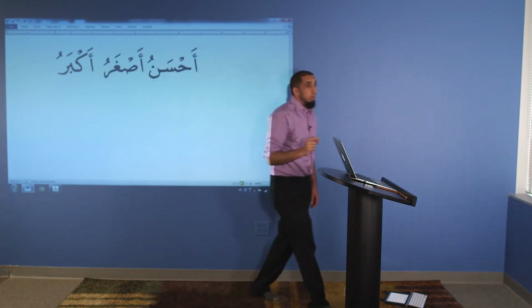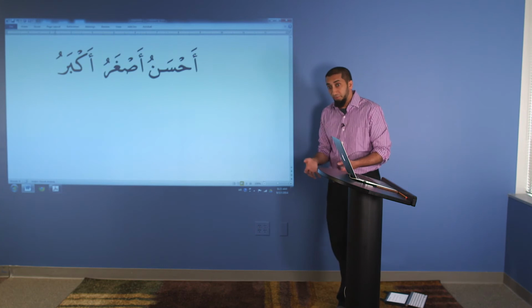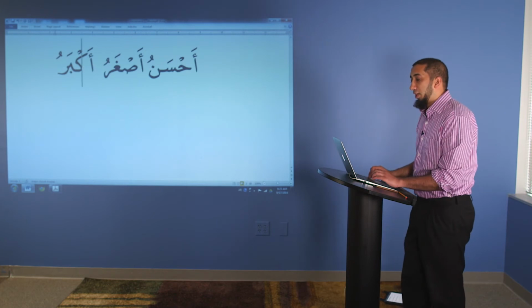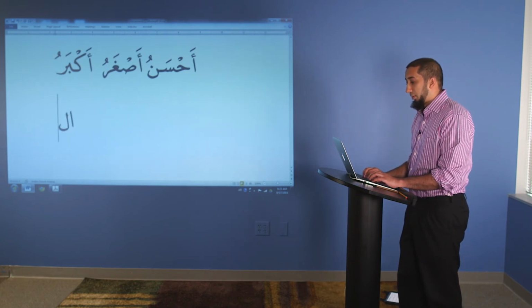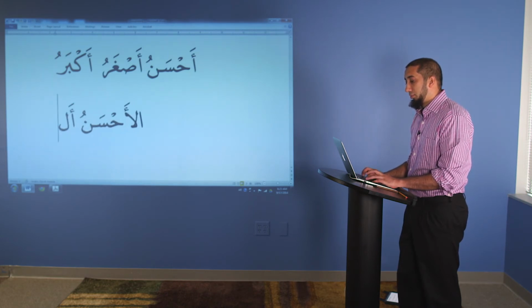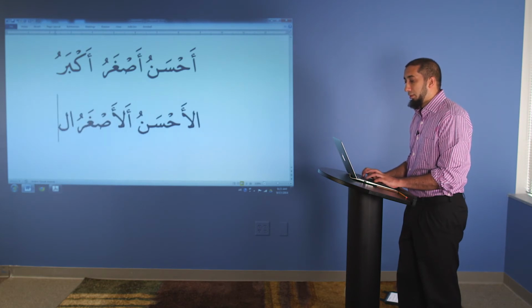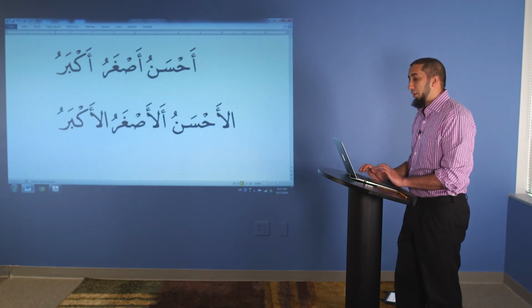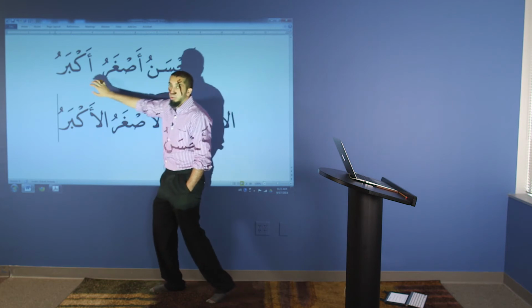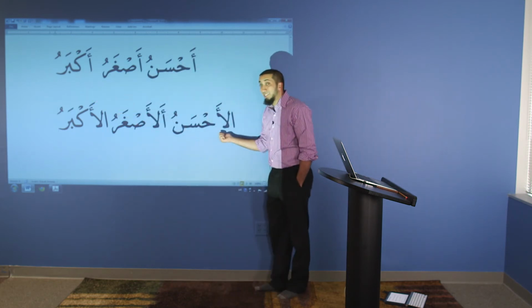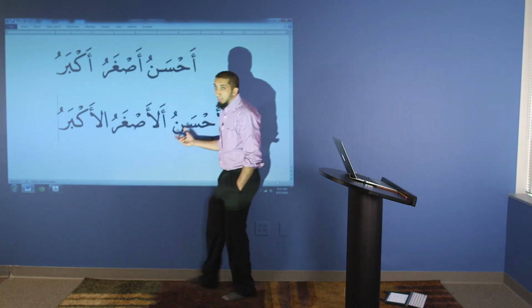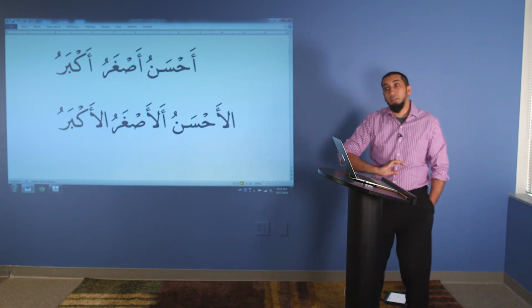Now, if you'd like to make them superlative, then you just put alif lam on them: al-ahsan, al-asghar, and al-akbar. So the translation of the top is different from the translation of the bottom. This is better, smaller, bigger. This is the best, the smallest, and the biggest. So al in this case doesn't just make the word 'the', it makes it superlative.